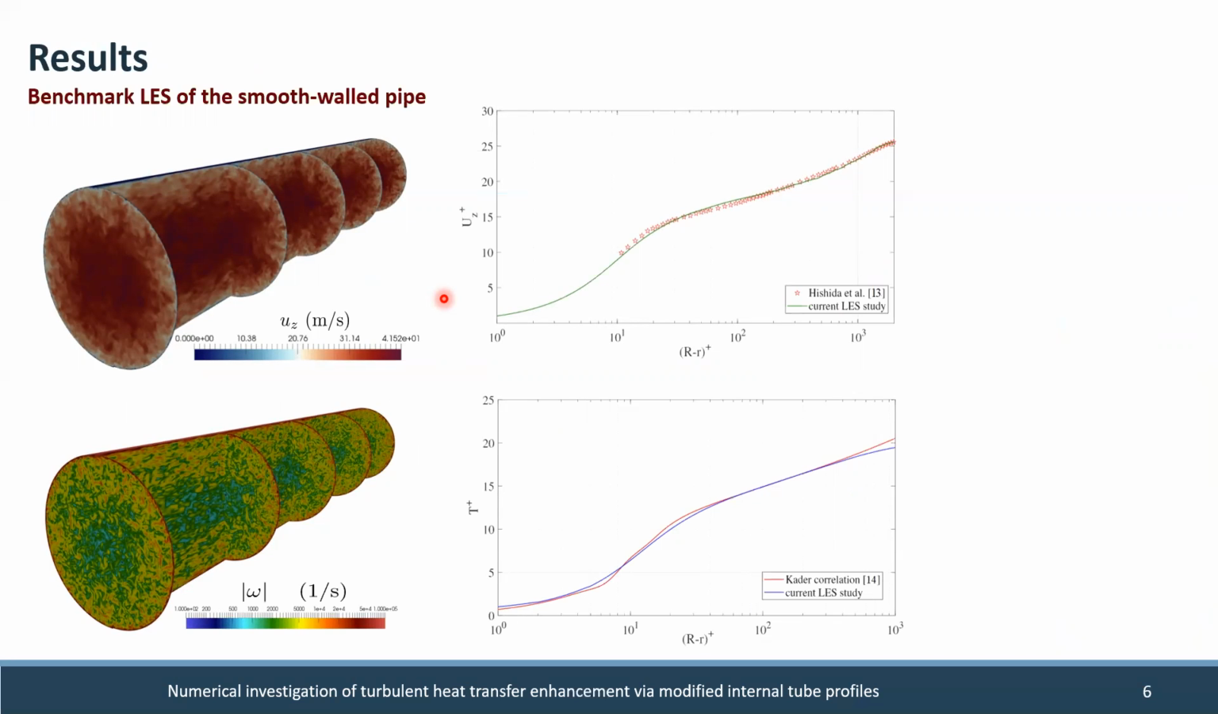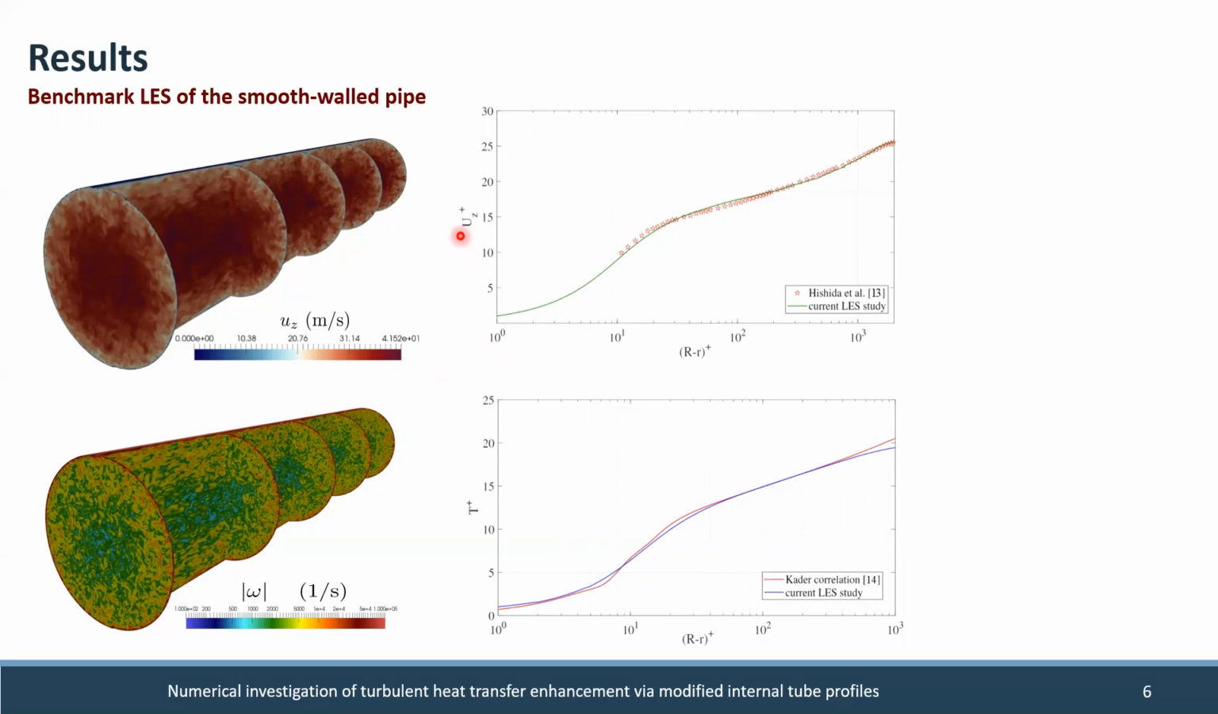Here you can see the results of the earlier simulation of the unprofiled tube. This is the instantaneous streamwise velocity contour, and this is the vorticity contour. You can see the turbulent behavior of the flow here, and also these structures here, which show the turbulent behavior of the flow.